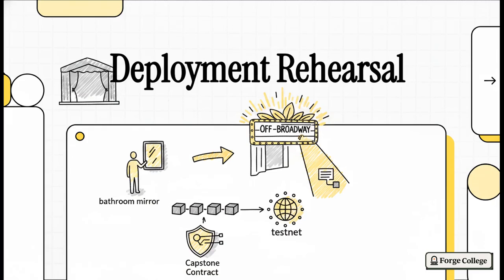So up until now in your smart contract journey, you've been coding locally. You've been testing everything out on a local Hardhat node, which is essentially the developer equivalent of reading your lines into a bathroom mirror. It's safe, it's completely private, but it's not exactly the real thing.